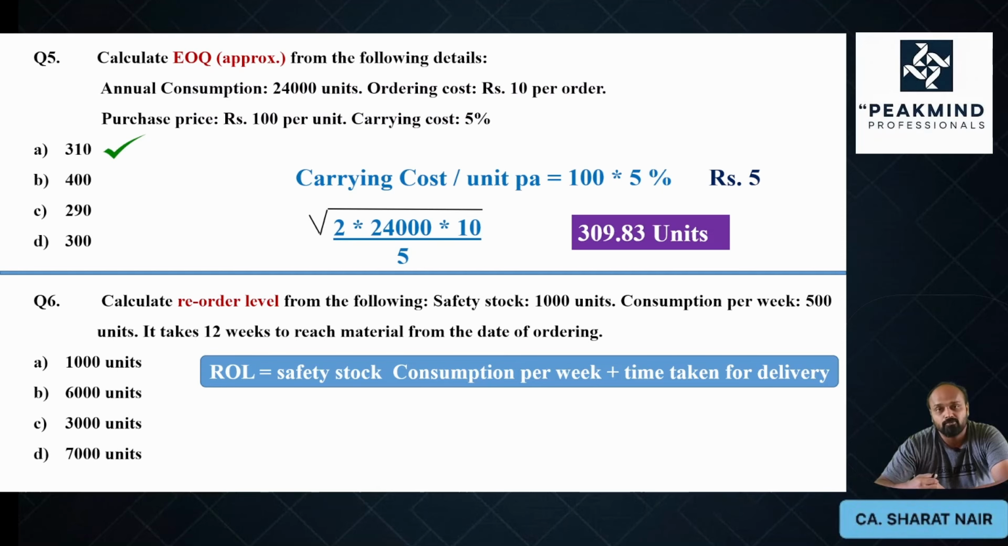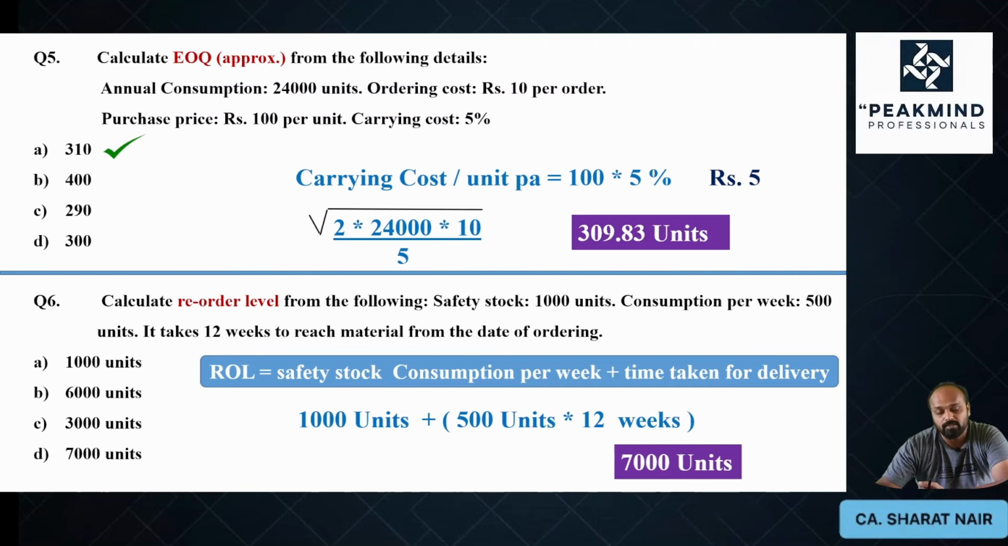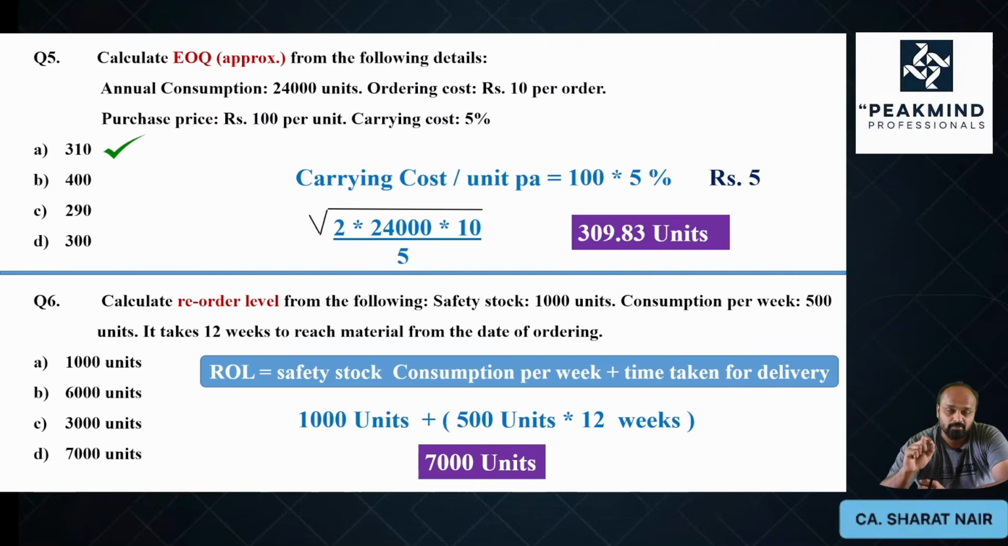The formula for the reorder level is safety stock plus consumption per week into total time taken for delivery, which is 1000 plus 500 into 12. So which means once my stock level reaches 7000 units in my godown, I should place the order. The reason is that once I reach 7000 units and place the order, every week 500 units will be consumed and my stock starts falling down. So by the time my stock gets replenished, I still have safety stock in my hand. That is the idea behind this formula: safety stock plus consumption into time taken for delivery. So the correct answer in this case is option number D.